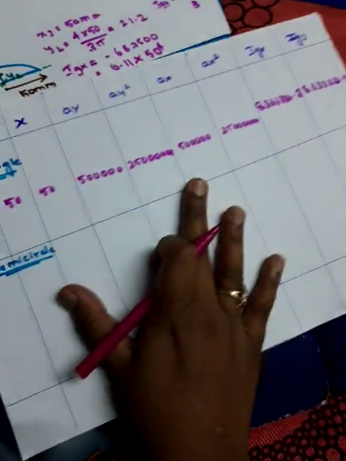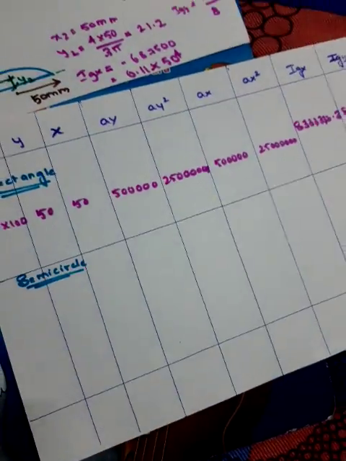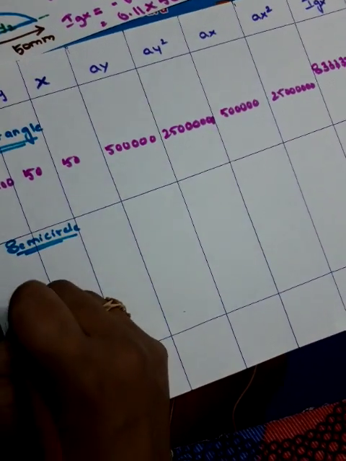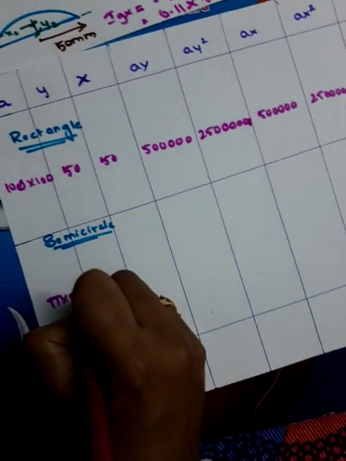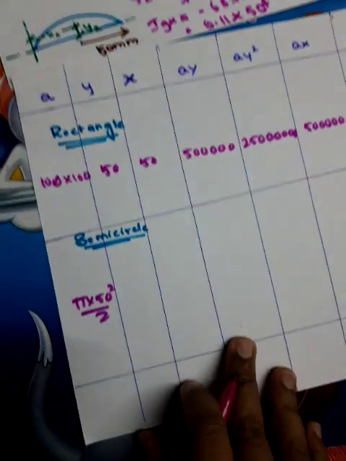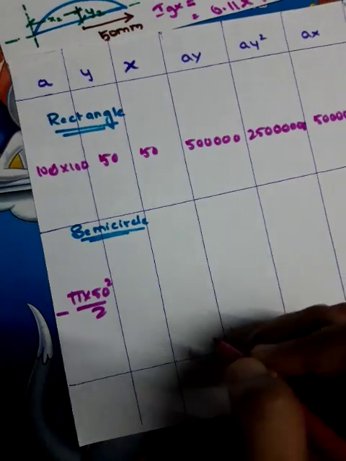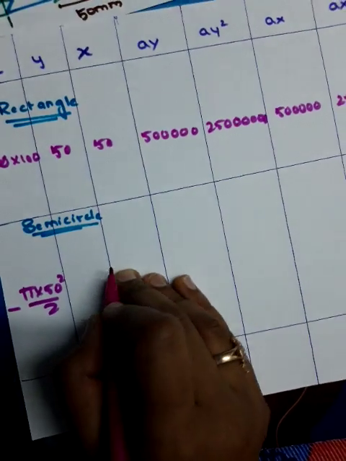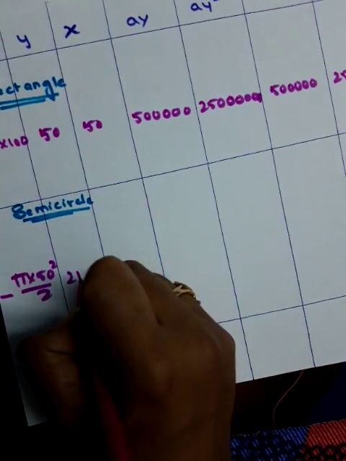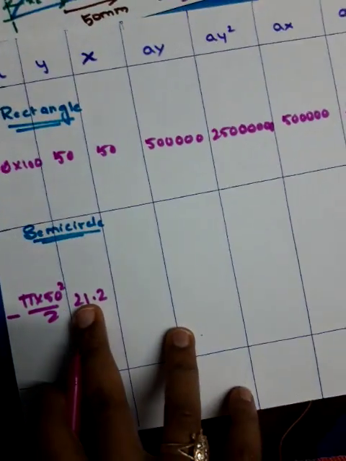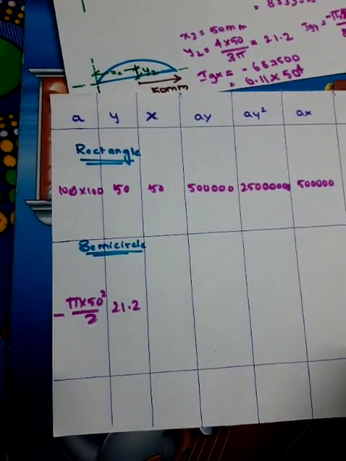Okay, so now for the semicircle, what is the area? Area of a semicircle is pi r square divided by 2. And one more thing you have to remember, since we are deducting the area, you are going to consider the area as negative. And what is the value of y? Y is 21.2, and y is not negative because it is in the positive direction.